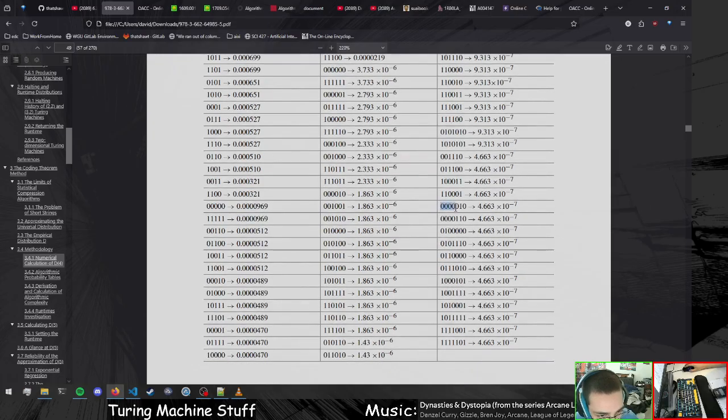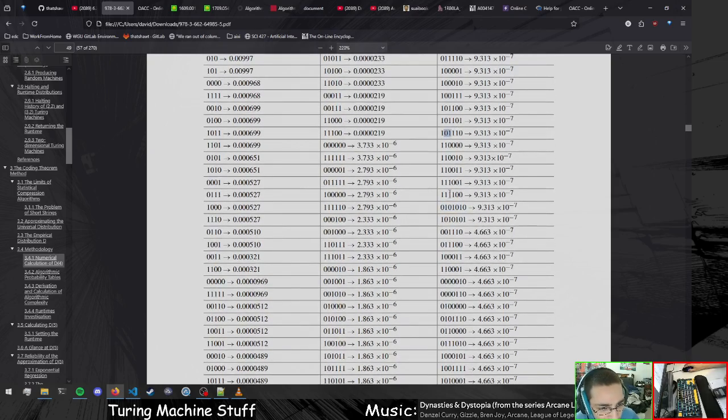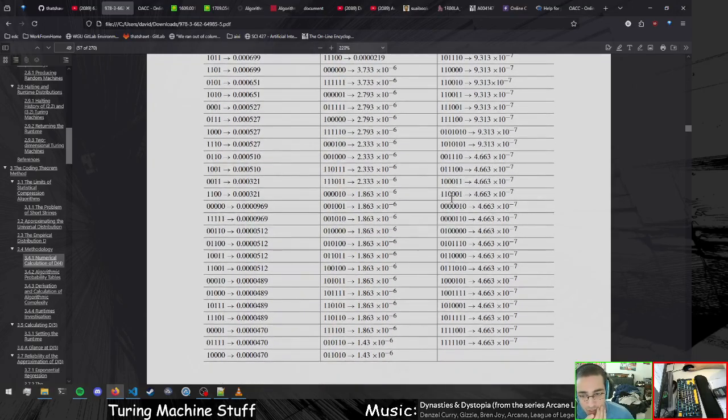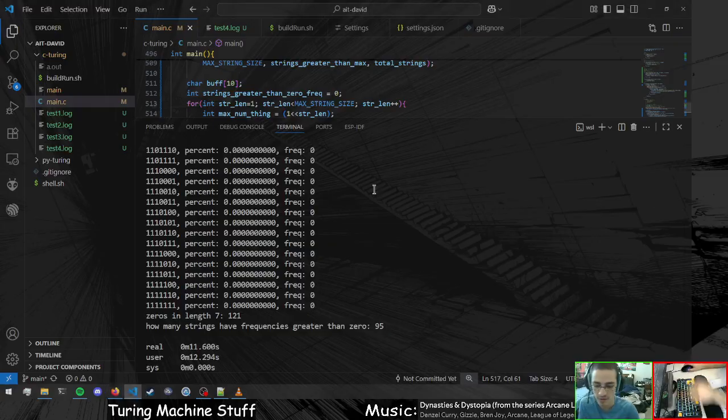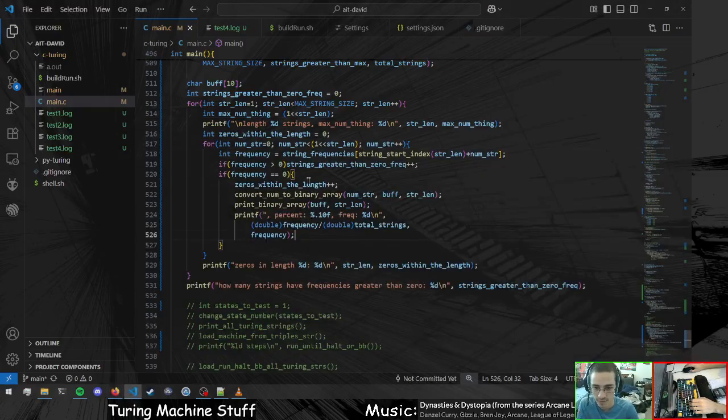Wait, this is 7. These are 7. And these are 7. Right? Yeah, these two are 7. These look pretty cool, alternating thingy. So how many did we get? I think that's a better number to keep track of.